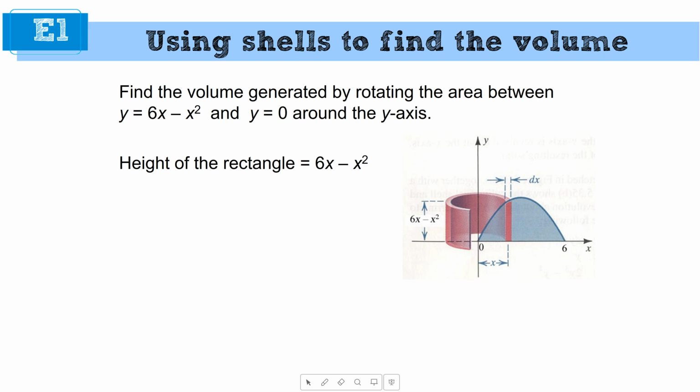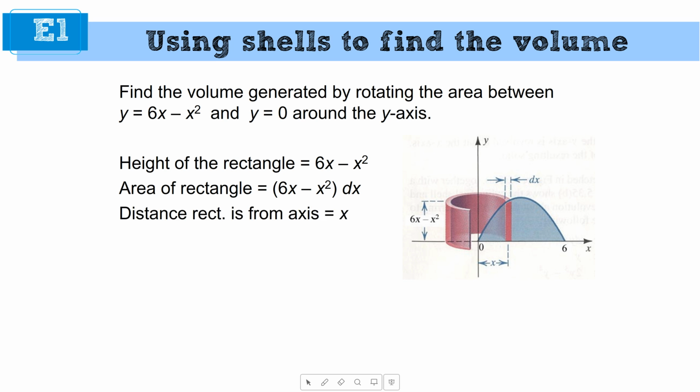Now, you put all that together. Height of the rectangle, as I said, is 6x minus x squared. The area of the rectangle is that height times the width, which we want really skinny, dx. It's x units away from the axis of revolution, therefore, we get that. By the way, 3 dots means therefore, you know that, right? Good.